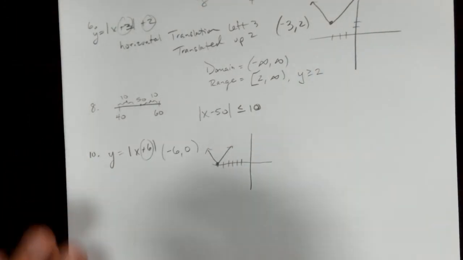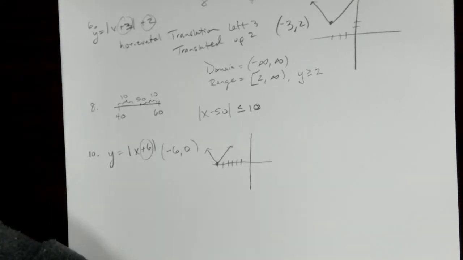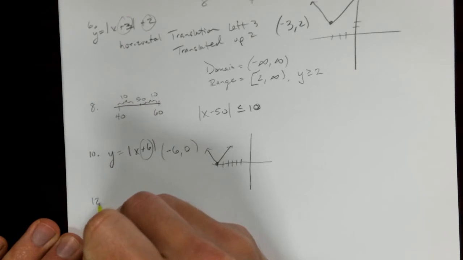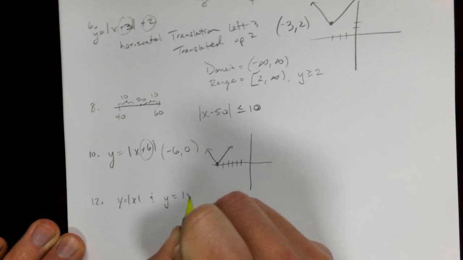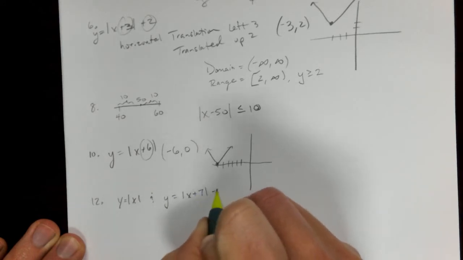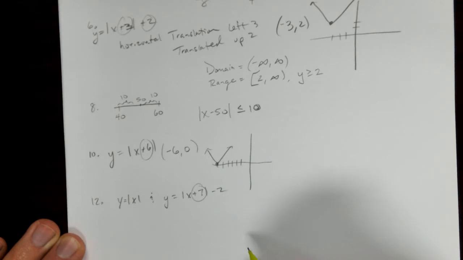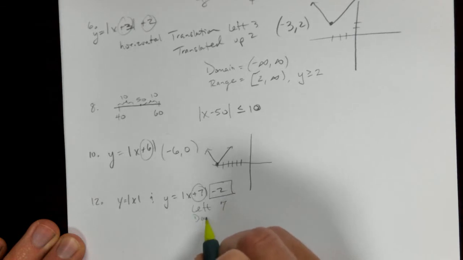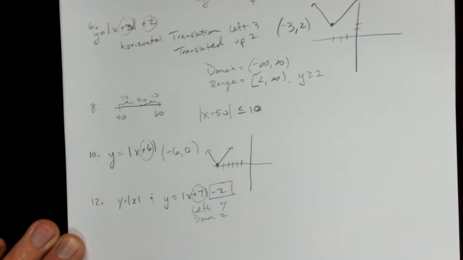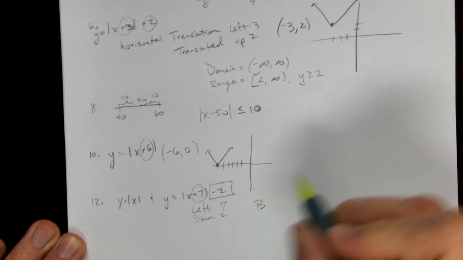All right, let's go on to number 12. Number 12 says, which of the following describes the translation of y equals the absolute value of x to y equals the absolute value of x plus 7 minus 2. So we've got the parent function, and we've got y equals the absolute value of x plus 7 minus 2. So what changed? We have a horizontal translation and a vertical translation. So we went left 7 units and down 2 units. Left 7 units and down 2 units would be answer choice B.